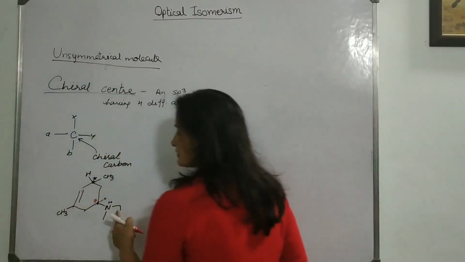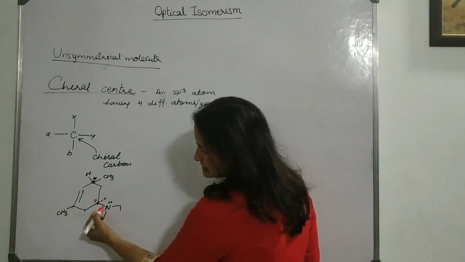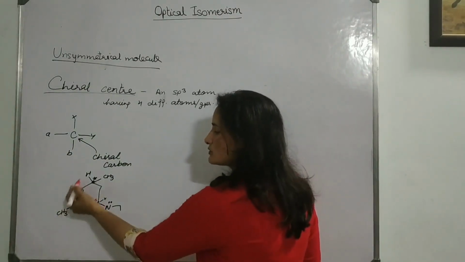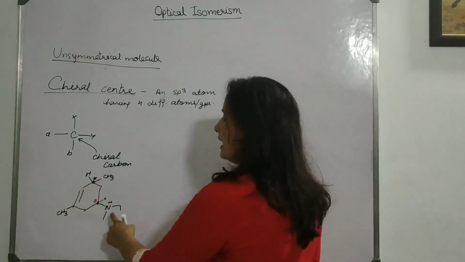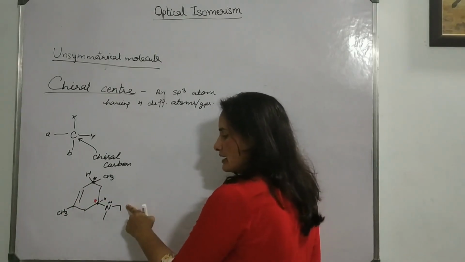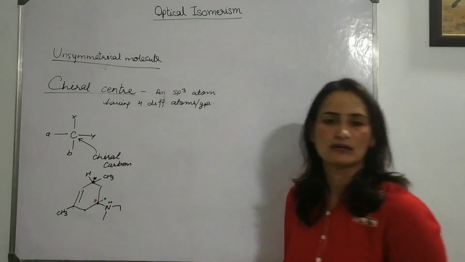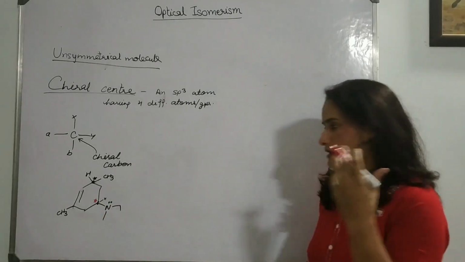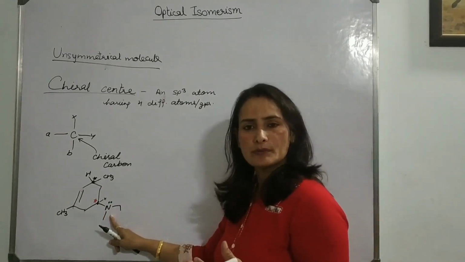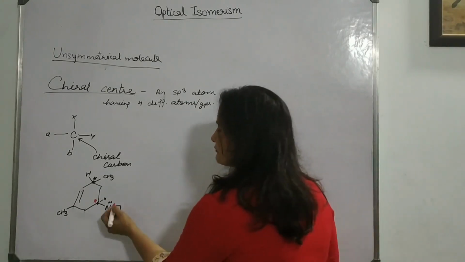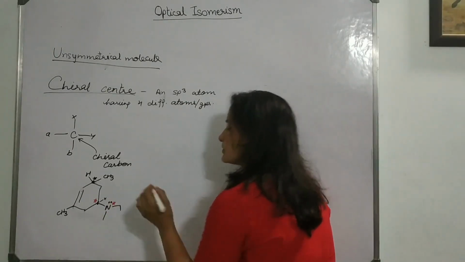Okay, now check for the nitrogen. This nitrogen has one bond attached to the whole ring, another bond with methyl, a third bond with ethyl, and the fourth hybridized orbital has the lone pair. So all four are different here, so this is also chiral.